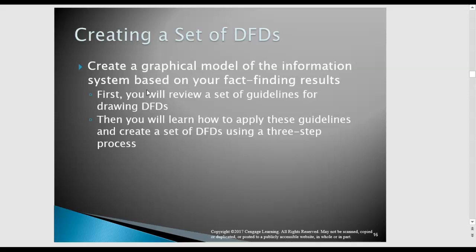The programmer can easily see what are the ways in which the data is processed, which steps are the parts where the data is processed, and where does the data originate from, where does it go to. So the programmer now has enough information to start programming the system, because they have clear directions on where the data is flowing. So essentially, when you're creating a DFD, which is a graphical model of information systems, you have to first review a set of guidelines for drawing those DFDs, and then you learn how to apply those guidelines to create a set of DFDs using a 3-step process.